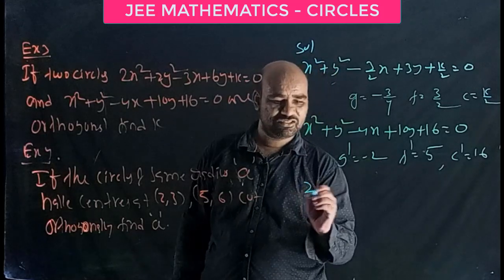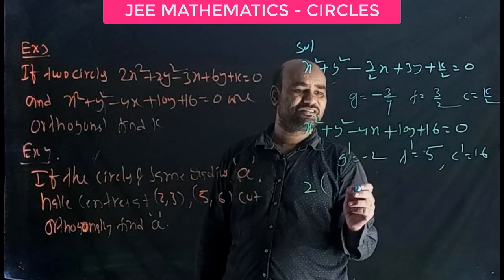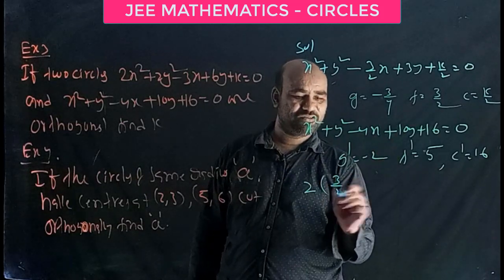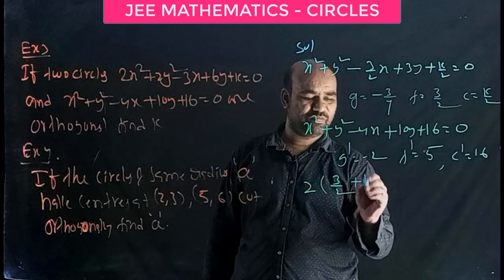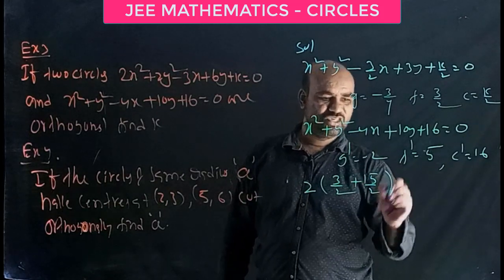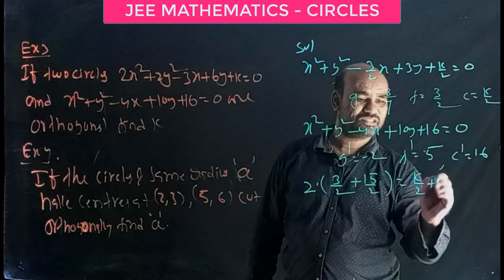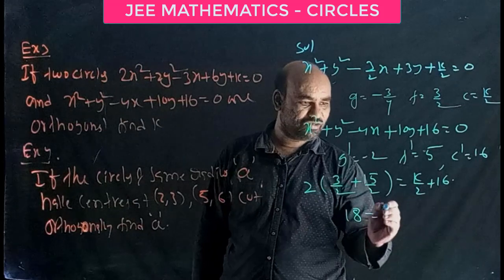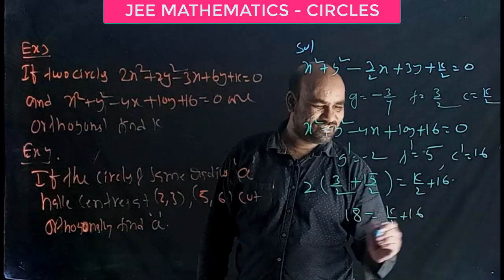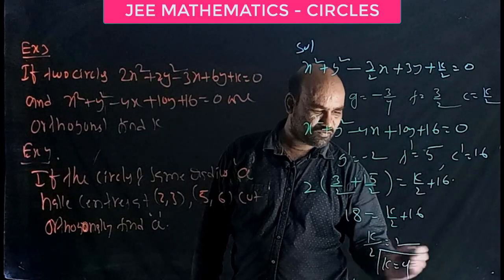The condition is 2 times of gg' plus ff'. Minus 1 minus plus. 1 2 can cancel, 3 by 2. So this into this, 15 by 2 plus 15 by 2 equal to c plus c', k by 2 plus 16. So 2 gets cancelled, 18 equal to k by 2 plus 16, or k by 2 equal to 2, or k equal to 4.